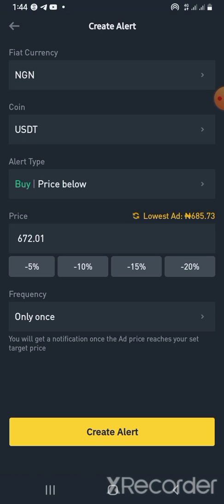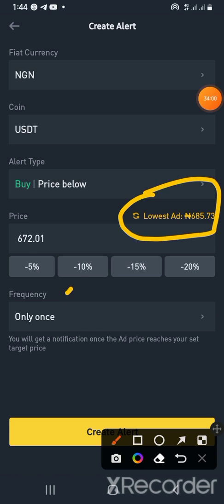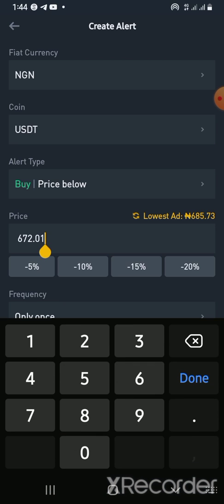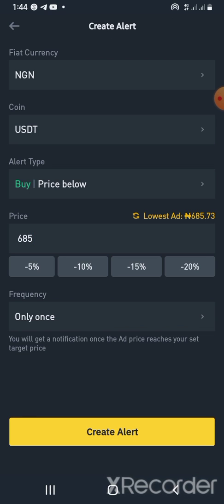So I will set it. They said the price alert you put must be lower than the lowest ad. You understand? So let me say I set it that if the price falls below, I can just put it at 685, removing that 0.73. Let the market notify me, maybe once.